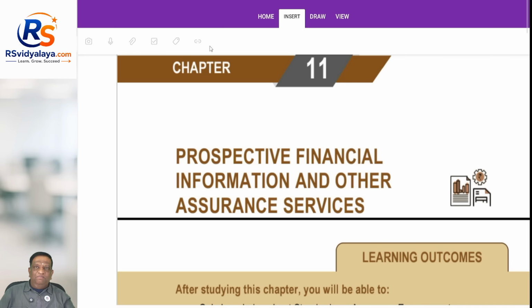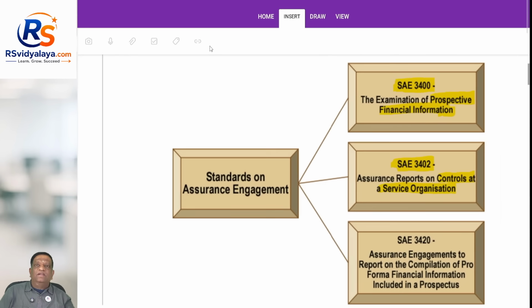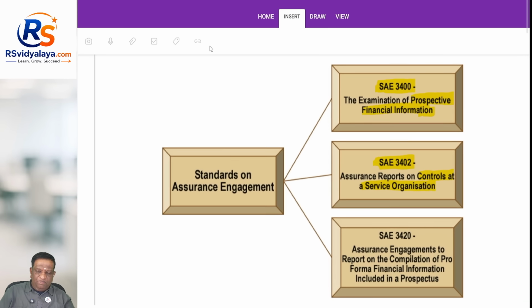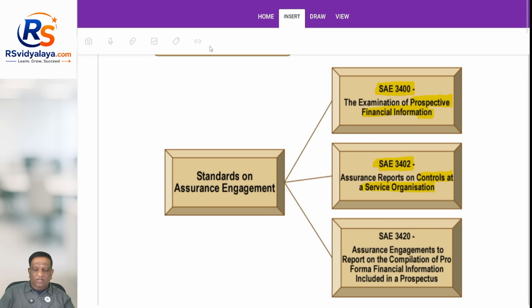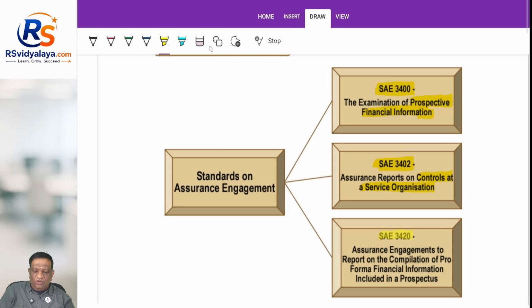Hi everyone. Let's start our discussion with chapter 11, in which we will be discussing prospective financial information and other assurance services. If we go back and look at the standards covered in this chapter, there are three standards and all of them are SAEs. One is SAE 3400, the second is SAE 3402 and the third is SAE 3420.